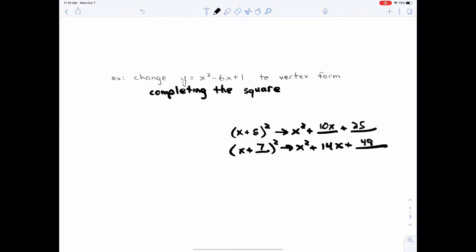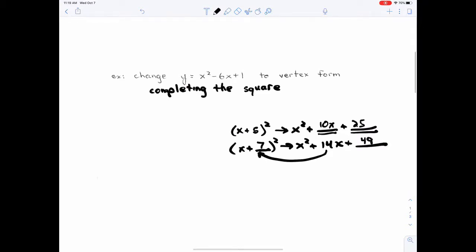Now, how do we get that? Notice, if you look at the first one, it's twice x plus 5. It's just x plus 5 times x plus 5, and this is the 5 squared. So on the second one, I took the 14 and divided by 2, because if the 10 is twice the 5, then the 14 is twice whatever was in this blank. So to go from the 14 to the 7, you divide by 2.